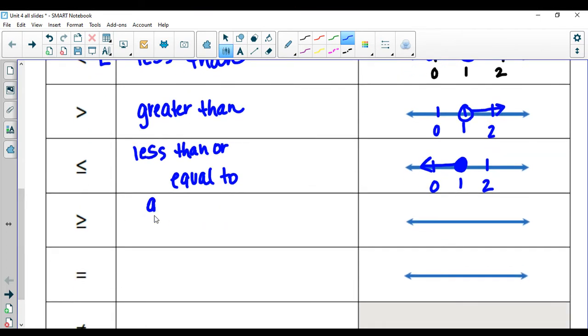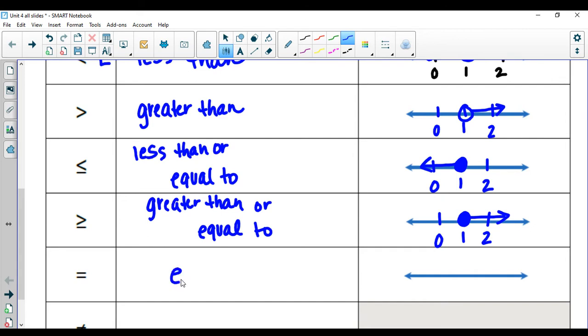Next symbol that we have is greater than or equal to. And because it does have that equal to part to it, again, we are going to be inclusive of the numbers. So let's go ahead and include the 1 here. So we have 1 filled in, and then greater than shades to the right-hand side.